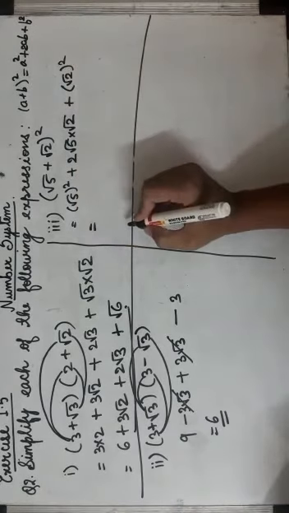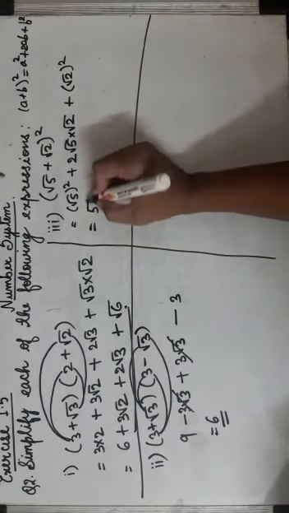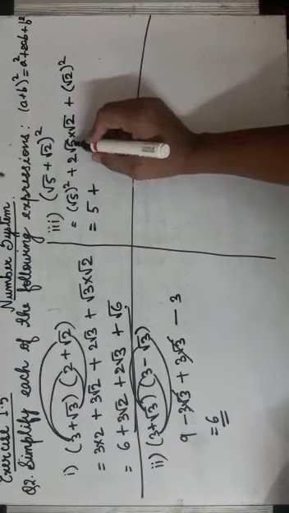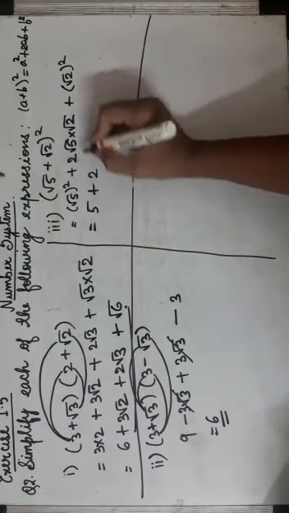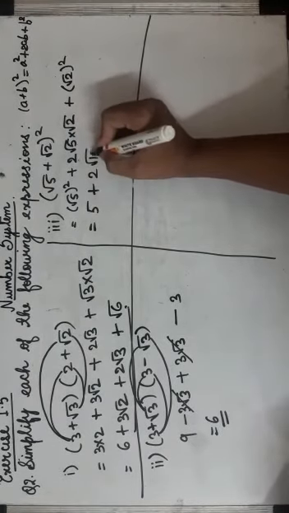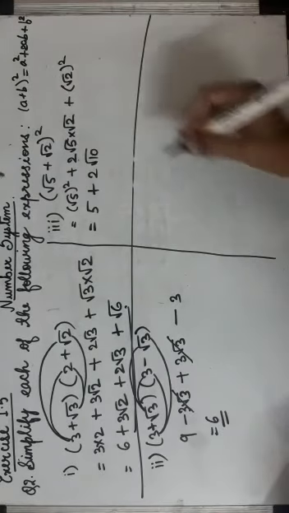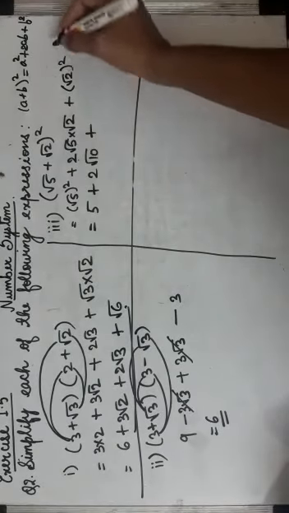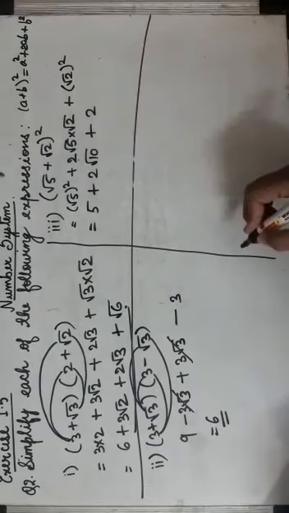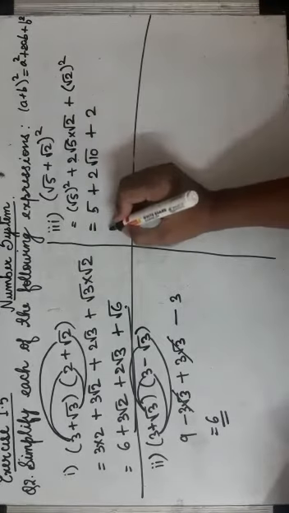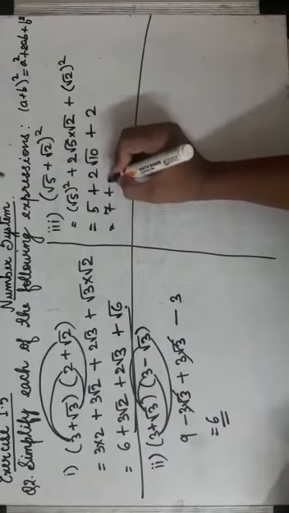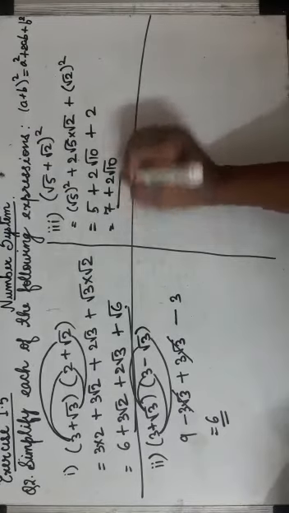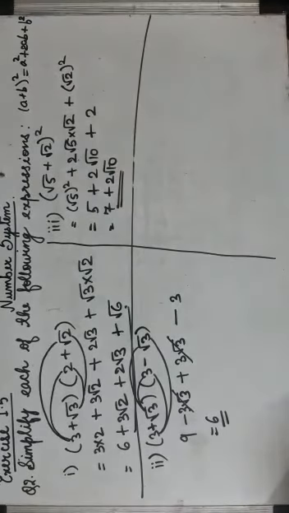Root 5 square is what? Root 5 into root 5, 5, plus 2 into root 5 into root 2. So 2 as it is, 5 into 2, root 10, plus root 2 square is 2, root 2 into root 2, 2. Then 5 plus 2, 7 plus 2 root 10. So this is your final answer, 7 plus 2 root 10.